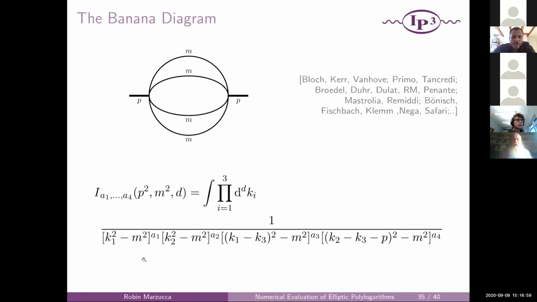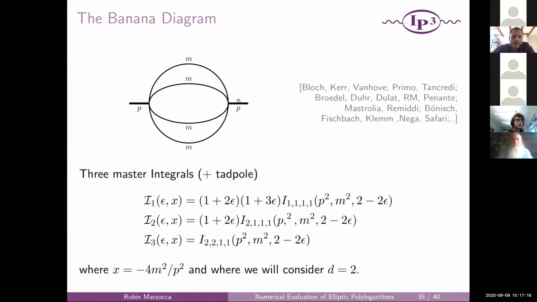So this corresponds to an integral family defined here. A1 to A4 are the exponents of the 4 propagators, and we want to integrate this over 3 loop momenta. And this integral family has 3 master integrals, 4 if you count the tadpole, which we can normalize to 1. And these are the 4 master integrals we chose in our paper when we computed these integrals.